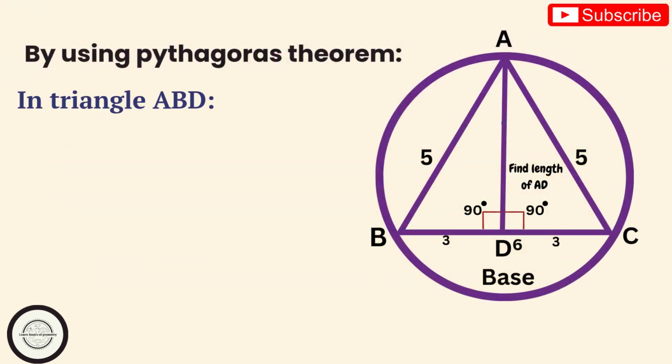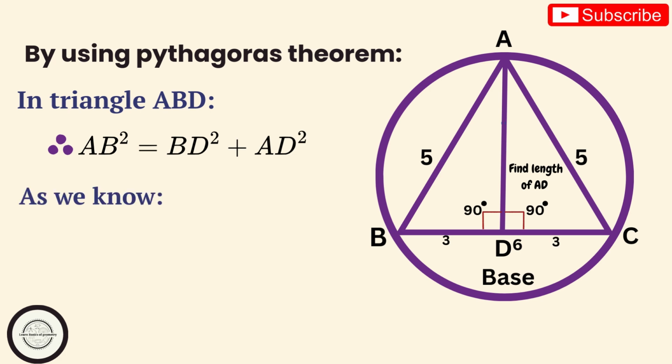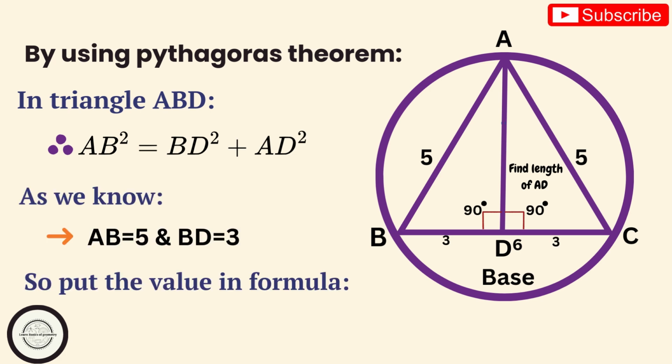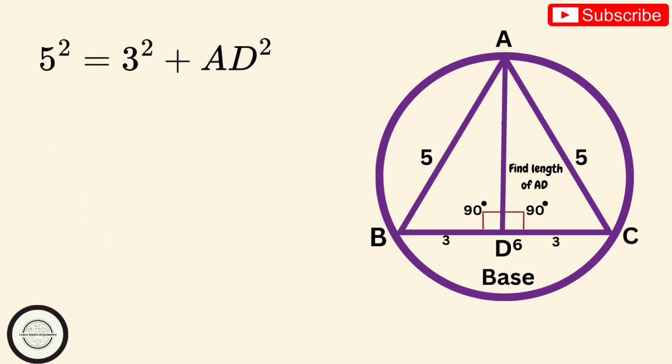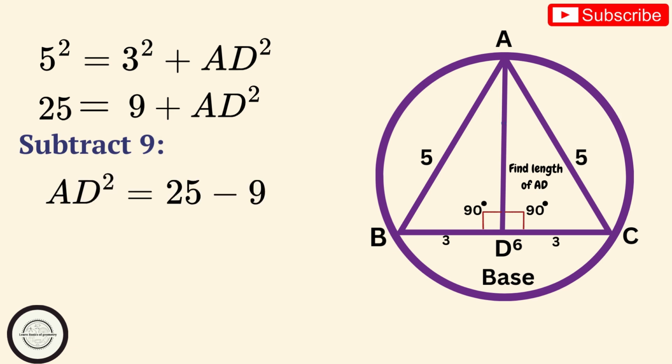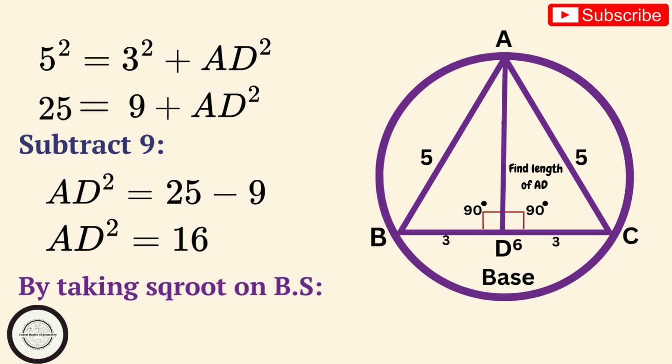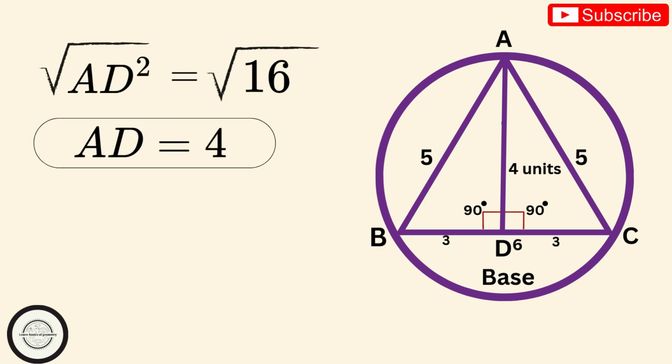In triangle ABD, the square of the hypotenuse, AB, is equal to the sum of the square of the base, BD, and the square of the perpendicular, AD. Substituting values, AB is 5 units, so 5 squared equals 3 squared plus AD squared. That gives us 25 equals 9 plus AD squared. Subtracting 9, we get AD squared equals 16. Taking the square root, AD equals 4 units.